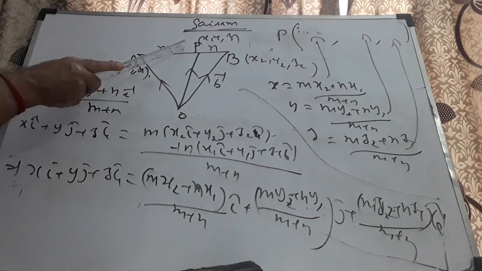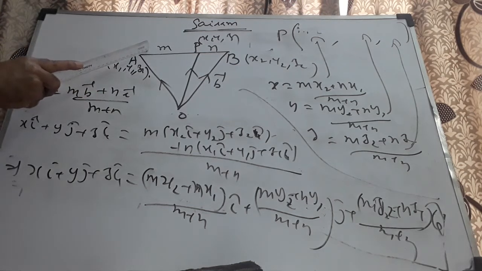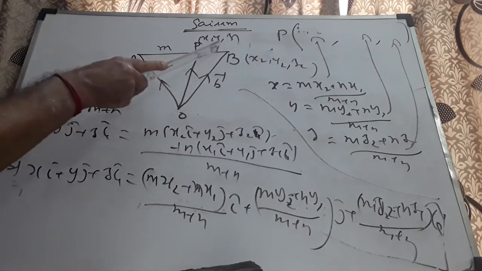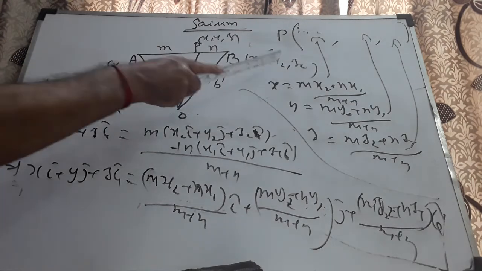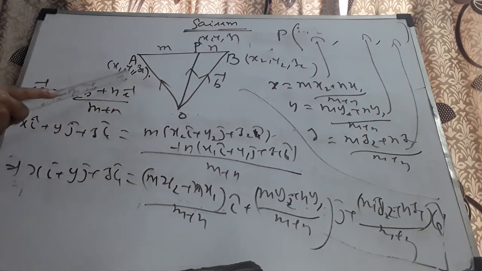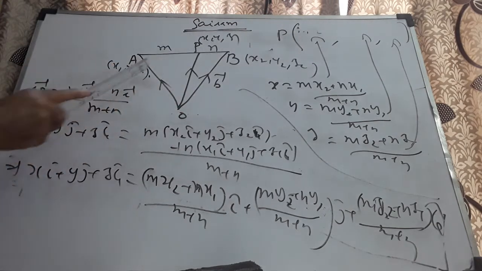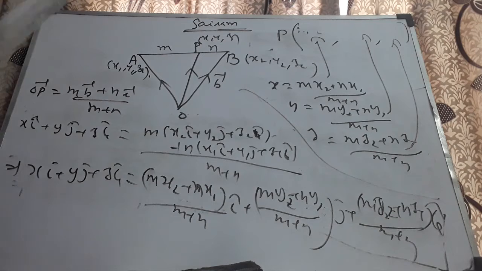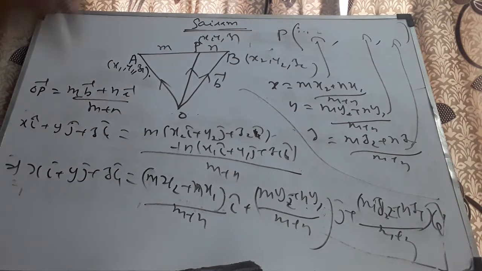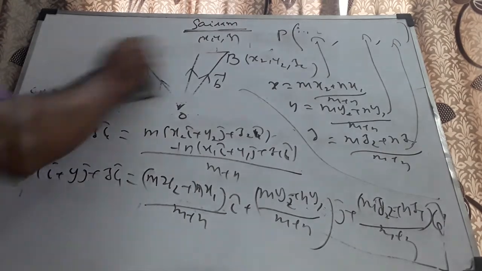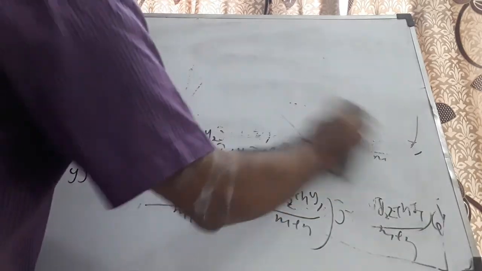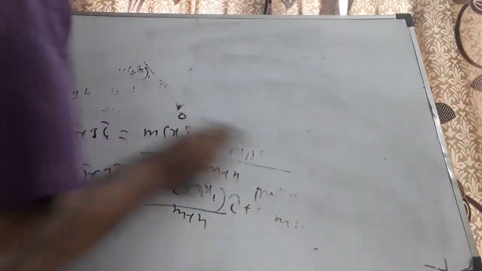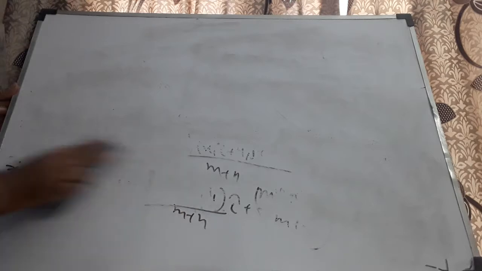Therefore, the point P now becomes m into the x coordinate away from m, m x2, plus n into the x coordinate away from n, n x1, by m plus n. Similarly, m into y2 plus n into y1 by m plus n, and m into z2 plus n into z1 by m plus n. That is an easy way to remember the final answer. That is how I get the coordinates of the point which divides the given segment internally in the ratio m is to n.